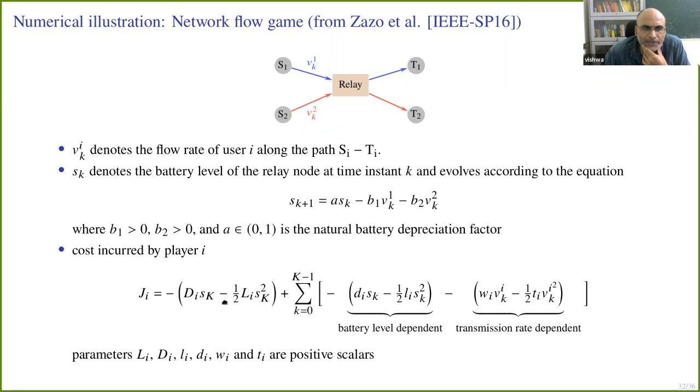Each player has a transmission-rate-dependent utility, this term. I send more data, I derive more utility. The players also have an interest in conserving the battery level, because once the battery dies, of course, they cannot transmit. So both of them have an interest in keeping the level high. Now this can be written as a cost problem. I assume all these parameters to be positive scalars. So that's the game here.